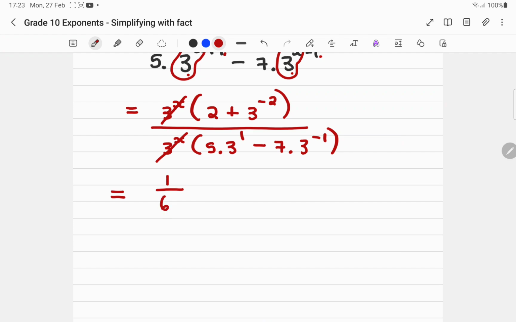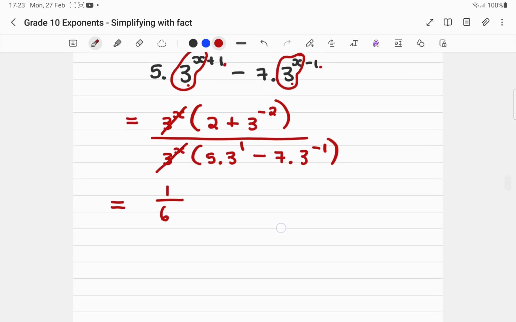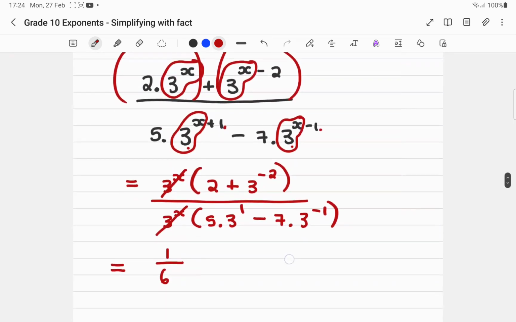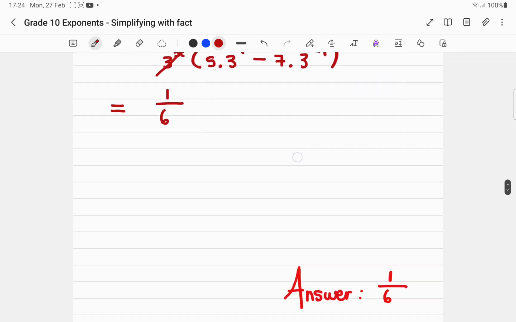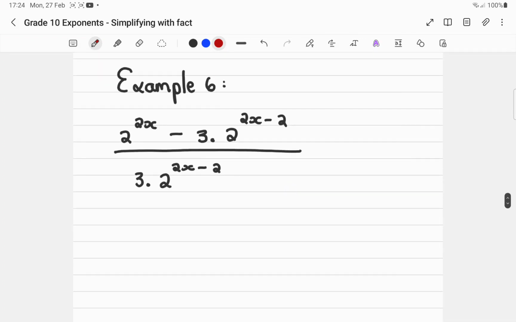Remember that your calculator can do a negative exponent. So you can go and pop in 2 plus 3 to the power negative 2, which will be 2 plus 9, and then your calculator will work out the rest. Okay, but your answer should be 1 over 6. I'm not going to spend too much time on the calculator work.